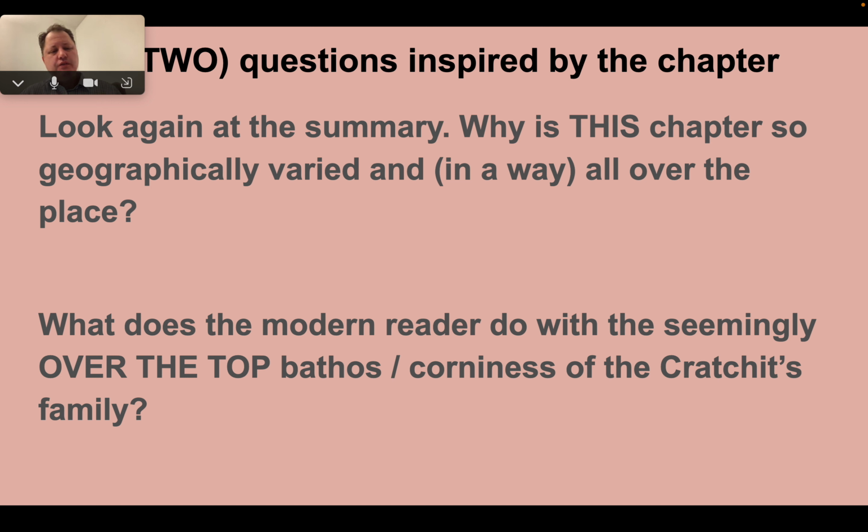But what do we do with it? So I always tell my students, if you come to a roadblock in a book or something that you think is a problem in a book or something you're struggling with, address it, like address the roadblock. And to me, the roadblock to A Christmas Carol every time I read it is dealing with the Cratchits.